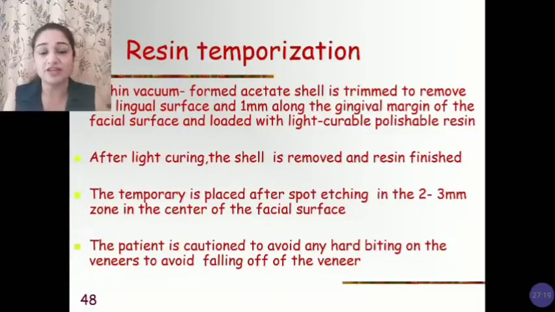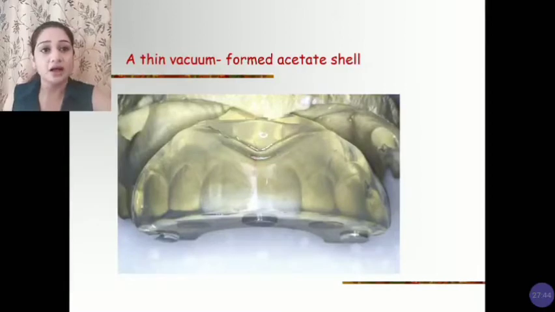Once the impression is made, we cannot send the patient just like that. We have to give them temporaries. So in this case, there are two ways we can temporize. In the first way, a thin vacuum form acetate shell is trimmed to remove the lingual surface and 1 millimeter along the gingival margin of the facial surface and loaded with light cured polishable resin. Like this, a vacuum form transparent sheet is made onto the cast which is made before tooth preparation. So this vacuum form sheet is already ready while we are operating on the patient.